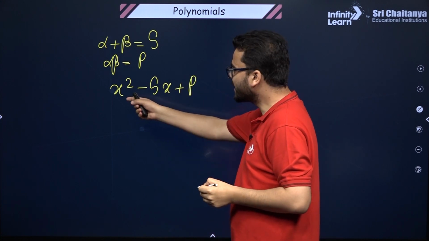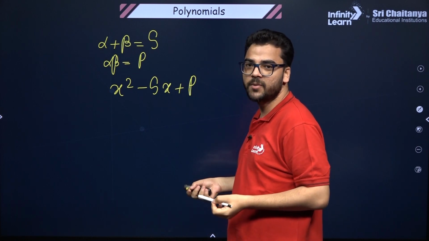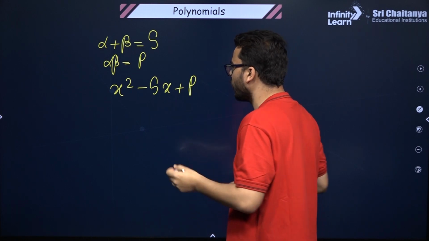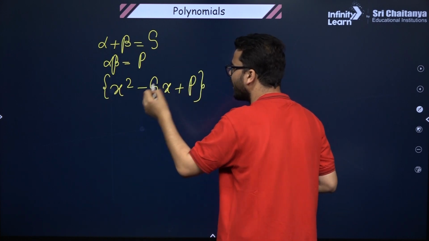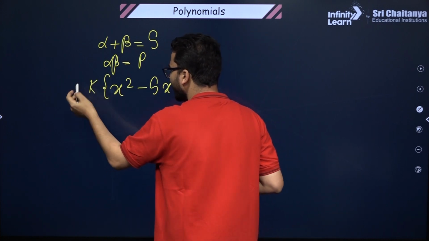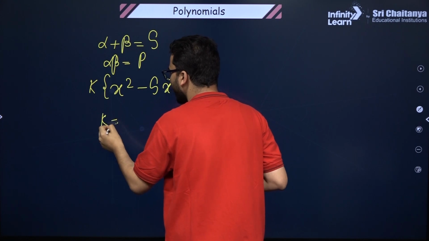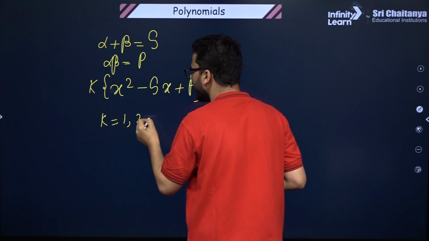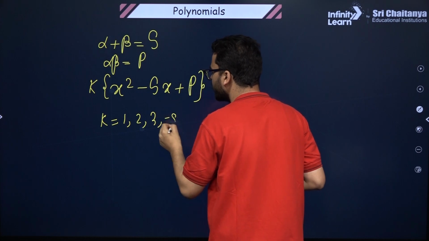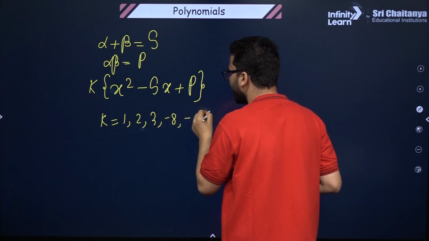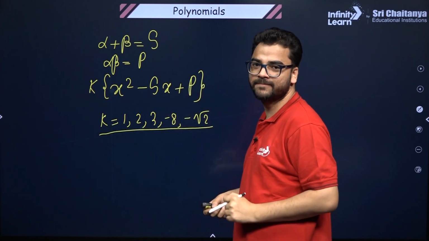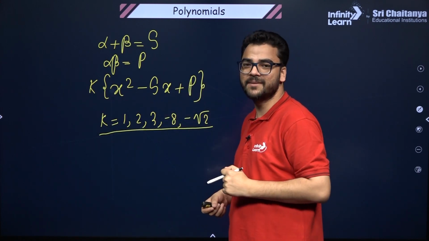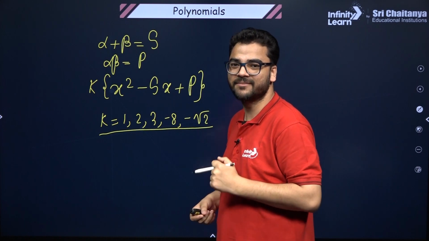Right? Now you will ask, is this the only quadratic polynomial possible? The answer is no. Over here, you can multiply by any real number. So I am taking it as k, and k can be any real number, that is 1, 2, 3, minus 8, minus root 2, anything it can be, right? Obviously it cannot be 0. So that's all about the concepts, the formulae in this chapter.